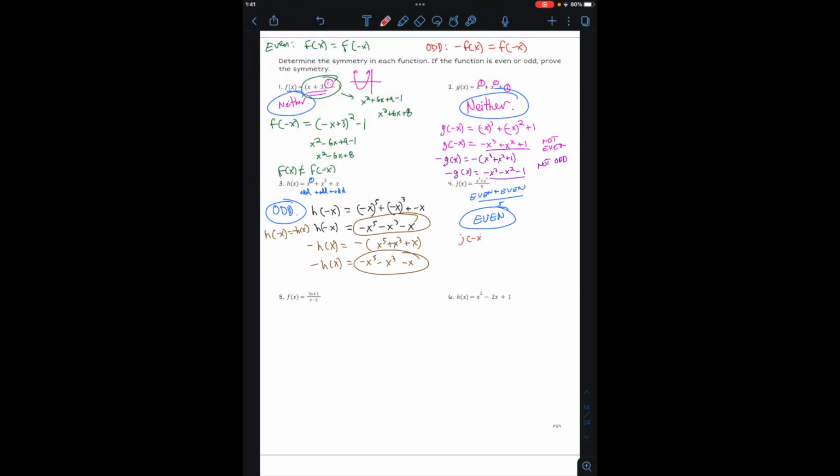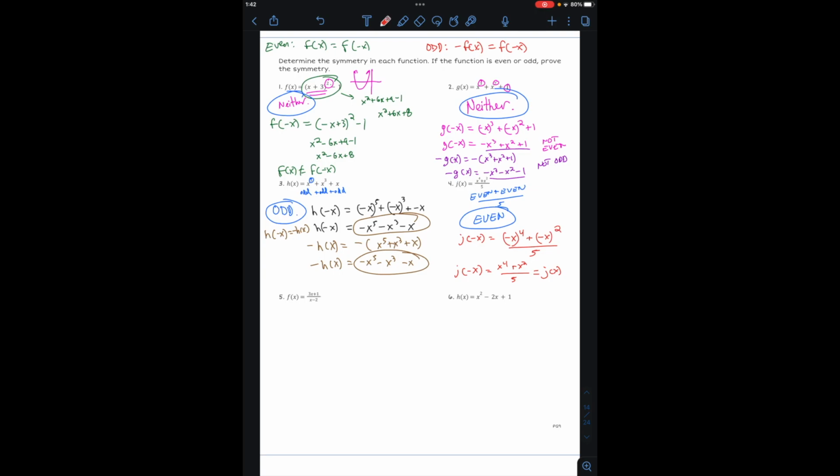We'll say j of negative x equals negative x to the 4th plus negative x squared, over 5. j of negative x equals, well, that's the same thing as x to the fourth plus x squared over 5, equals j of x. So j of negative x equals j of x, and we are happy.